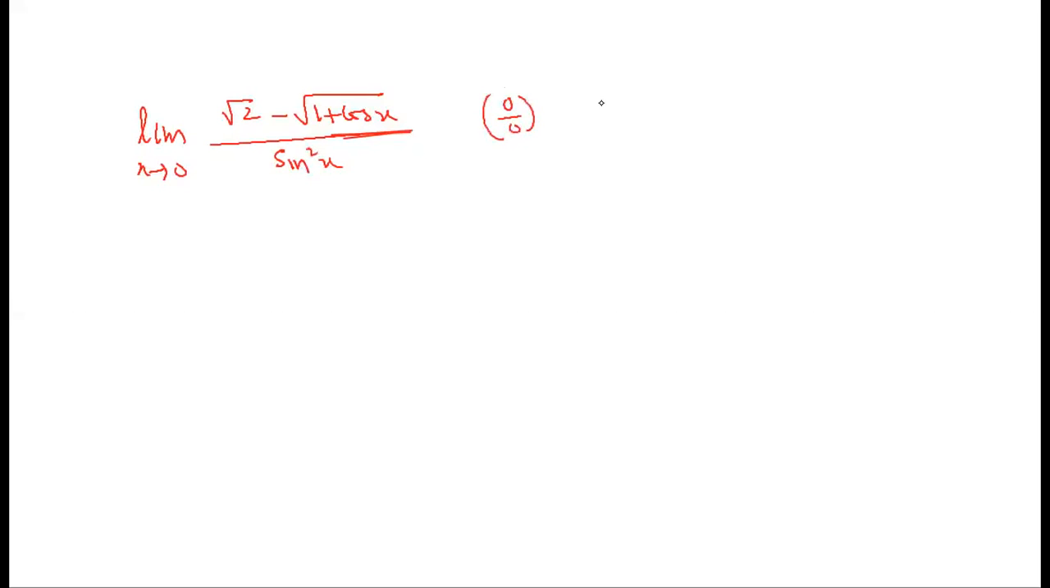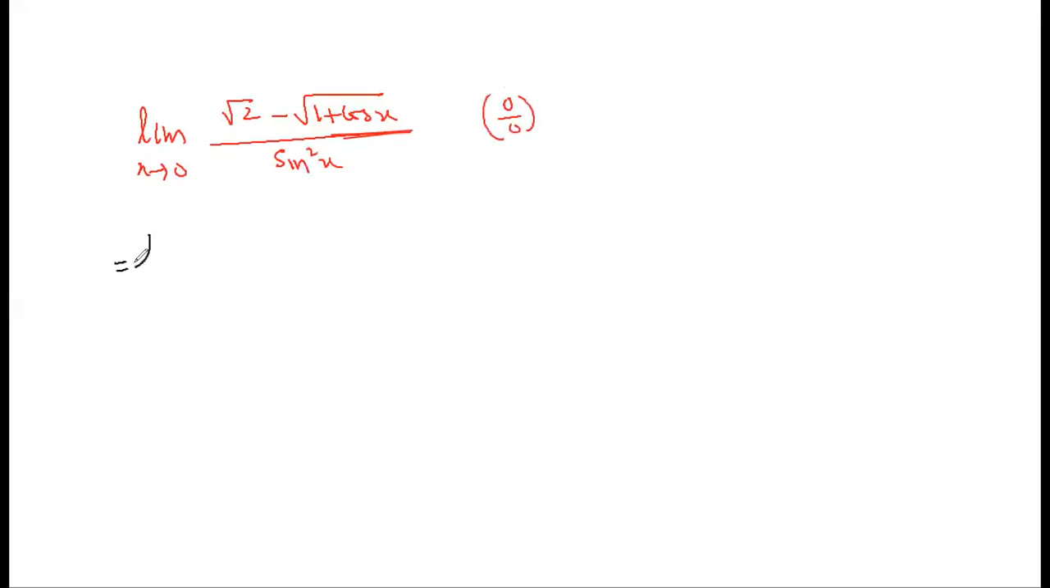So our question was: limit x tending to 0 of root 2 minus root of 1 plus cos x, upon sine square x. If I do direct substitution here, 0 by 0 will come. I'm not writing that. It is understood.